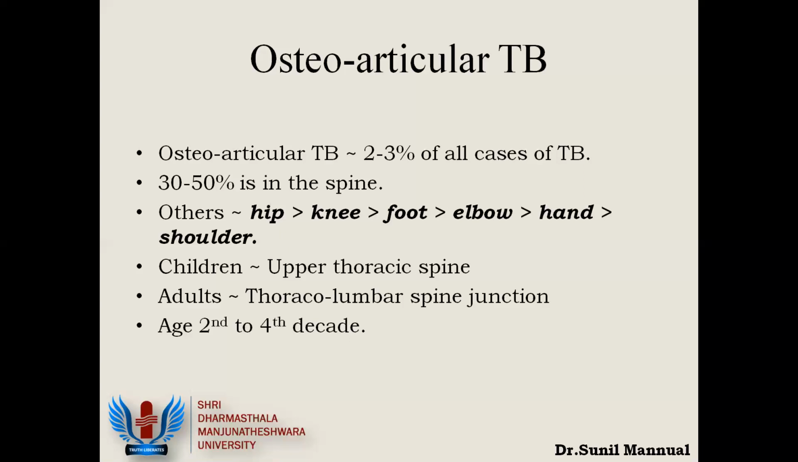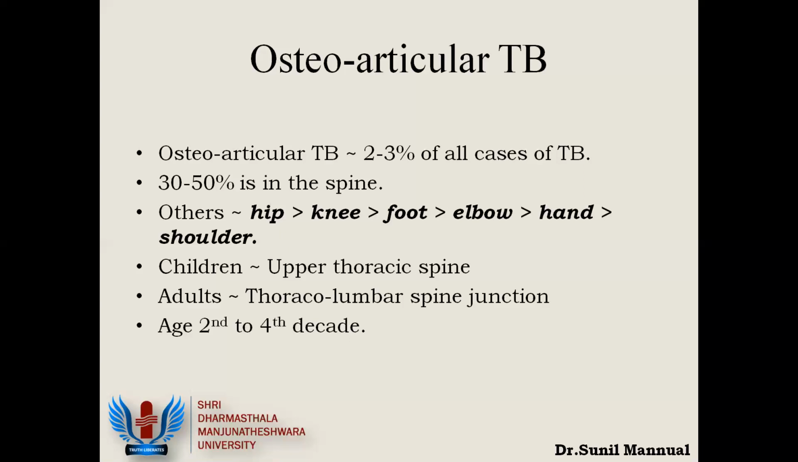Apart from spine, we also see the second most common area for tuberculosis is the hip, followed by the knee, foot, elbow, hand, and shoulder. So coming back to tuberculosis of the spine, luckily for us, this condition is not so common in children. However, when children are affected, the most common site of affection is the upper thoracic spine, typically between T3 and T8. But when adults are affected, which is more common, it is in the thoraco-lumbar spine junction.